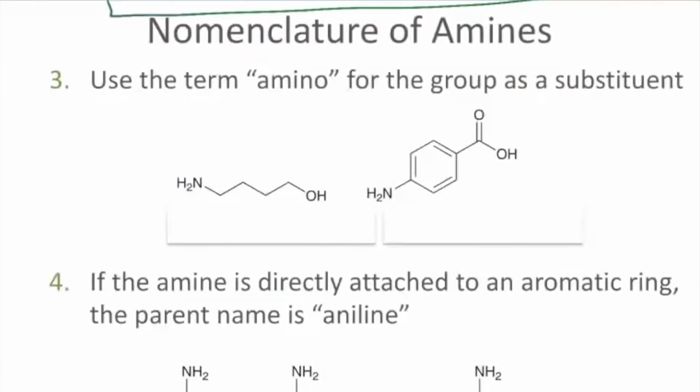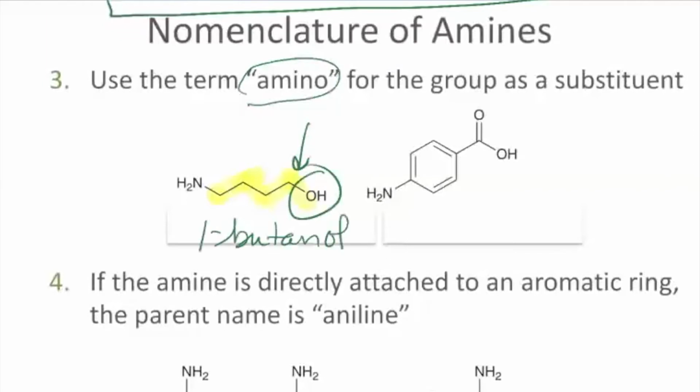If our amine group happens to be a substituent, then we're going to use the term amino to describe that. For example, this molecule right here, the highest priority is the alcohol. So the suffix of this one is going to have to be, if we highlight our longest carbon chain, we have 1, 2, 3, 4 carbons. So this is going to be butane, but -ol, and it's 1-butanol. And then we also have to indicate that we have an amino group on carbon 4. So this would be 4-amino-1-butanol.